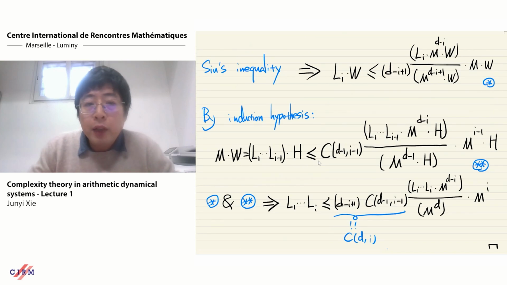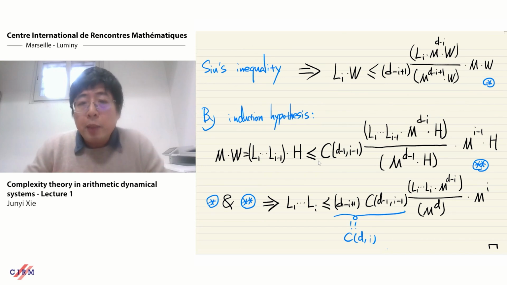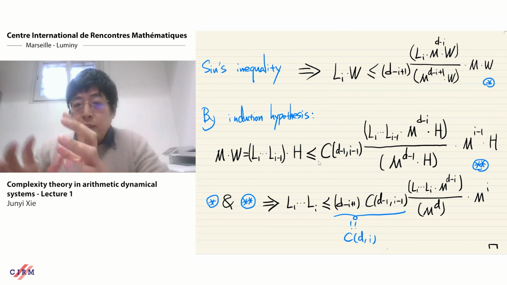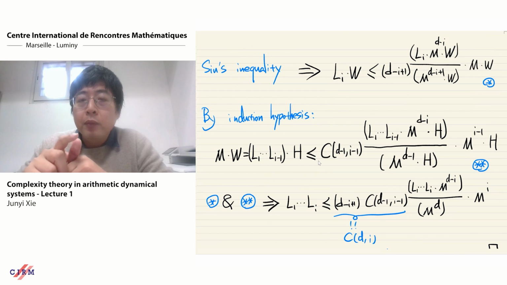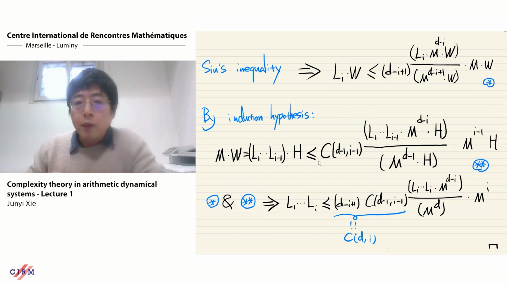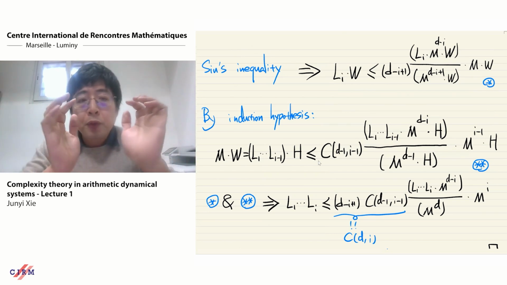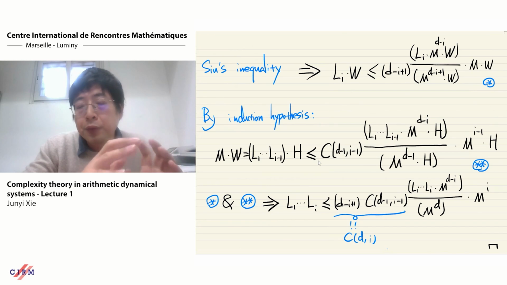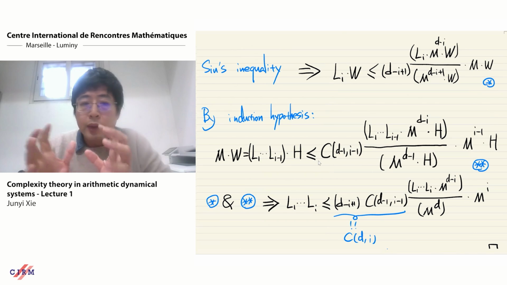Then by Schuss inequality, we show that the intersection of Li and W is less equal to d minus i plus 1 times this intersection number. This is Li times M^(d-i) times W over M^(d-i+1) times W. I think the idea is that you do not use this Schuss inequality on X, you use this Schuss inequality on W. Then you get this inequality.